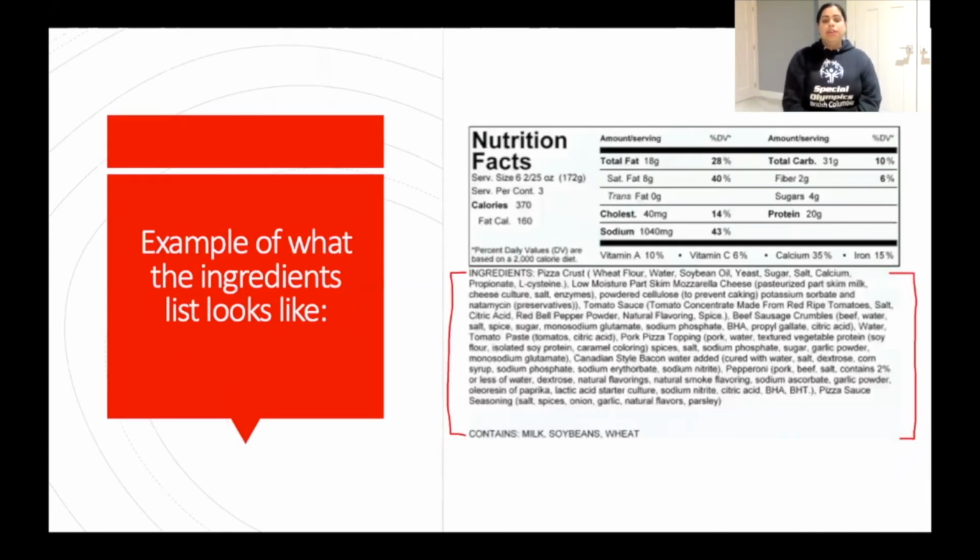So this is an example of what the ingredients list looks like. This is an ingredients list for pizza. At the top, you can see it tells the ingredients that are in the pizza crust. It tells the ingredients that are in the pizza sauce. And then at the bottom here, it contains a disclaimer saying that it contains milk, soybeans, or wheat. This is just a disclaimer at the bottom for people who might be allergic to these different food products or ingredients. So it's easy for them to spot whether or not they should be consuming this food product.